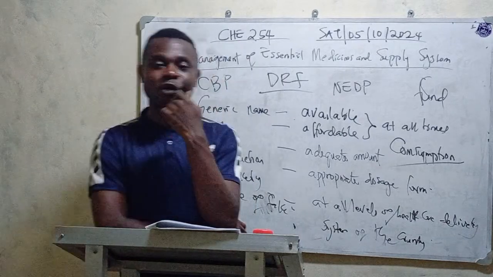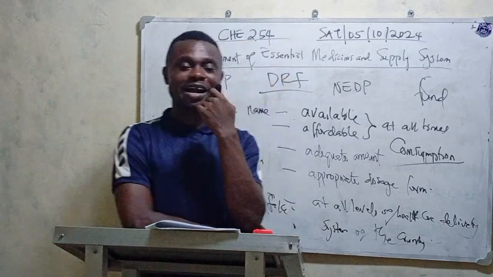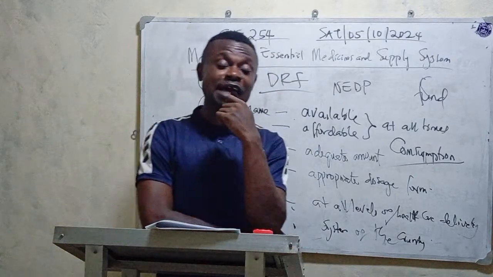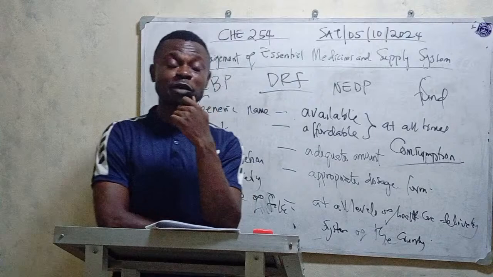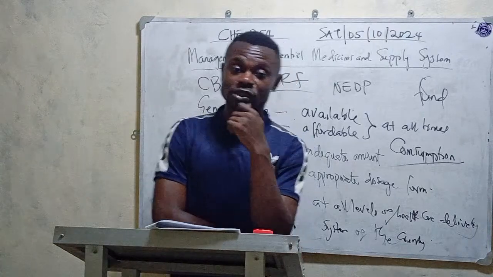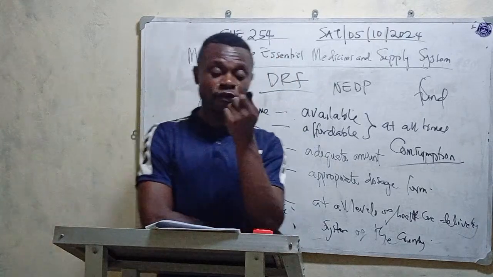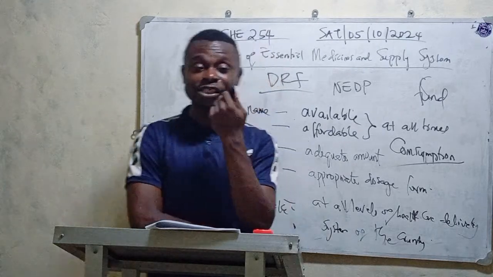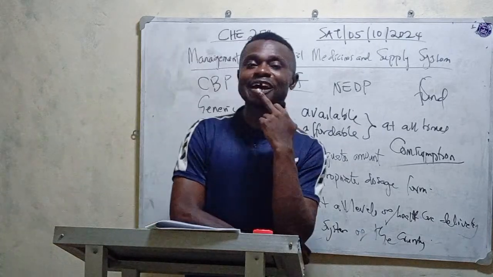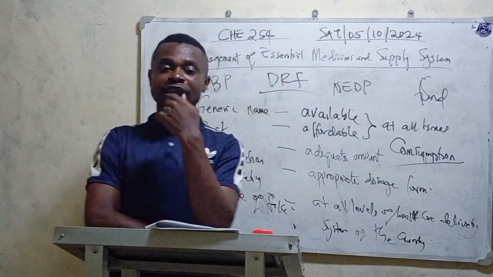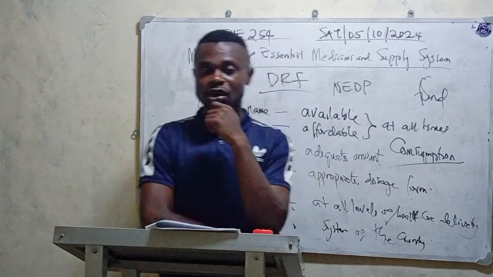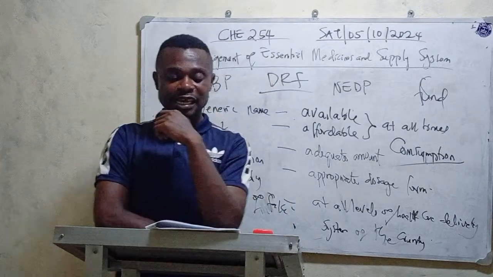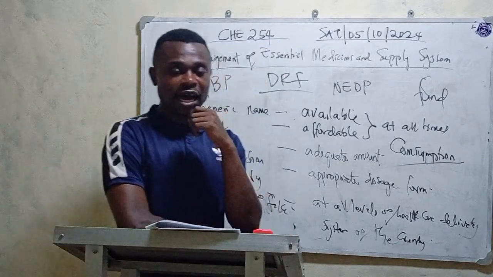You have anticonvulsants. Here we have things like phenobarbital, diazepam. Anticonvulsants are used in the management of seizures, epilepsy, and convulsion. We have anti-allergics. Anti-allergics are for allergy. They tackle allergy. You see things like loratadine, chlorpheniramine. Then we also have antidotes.